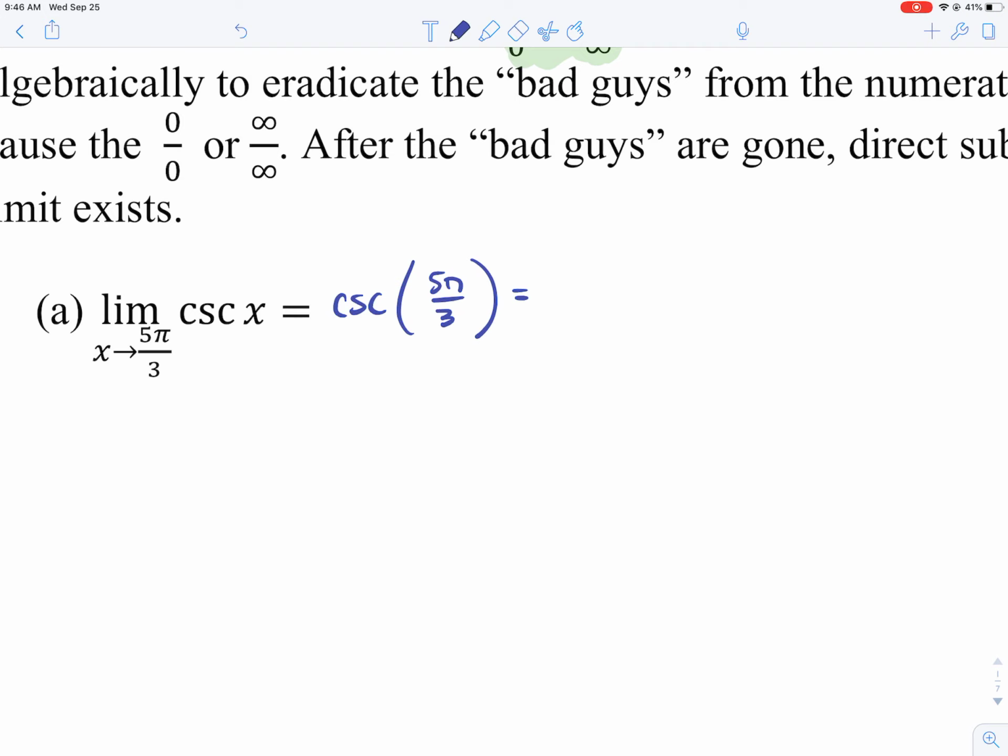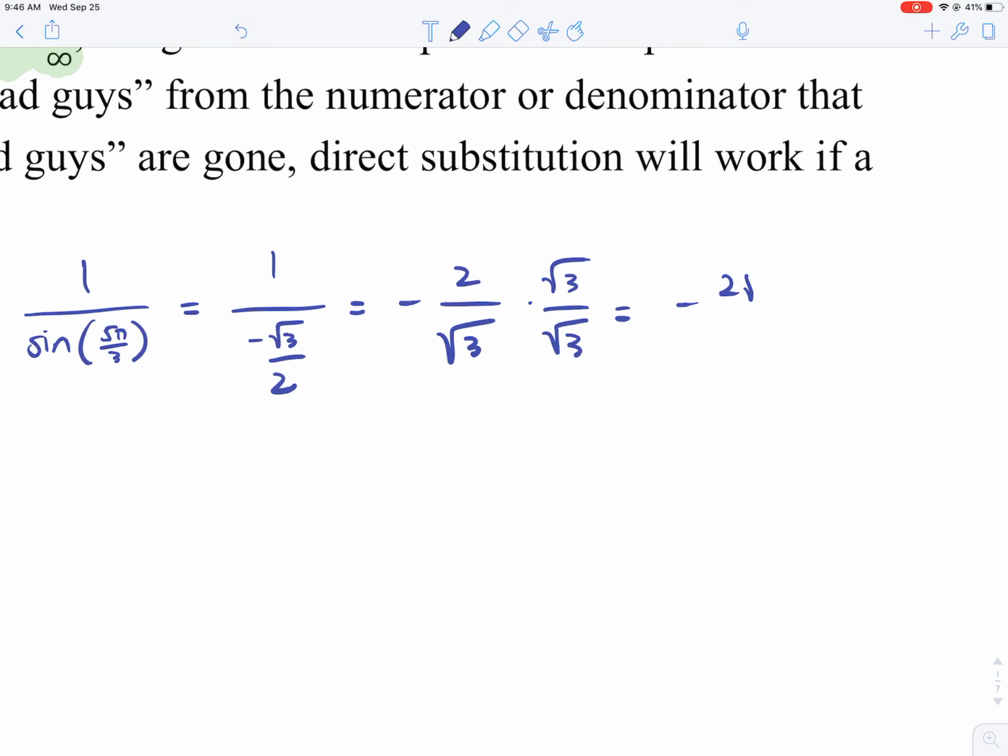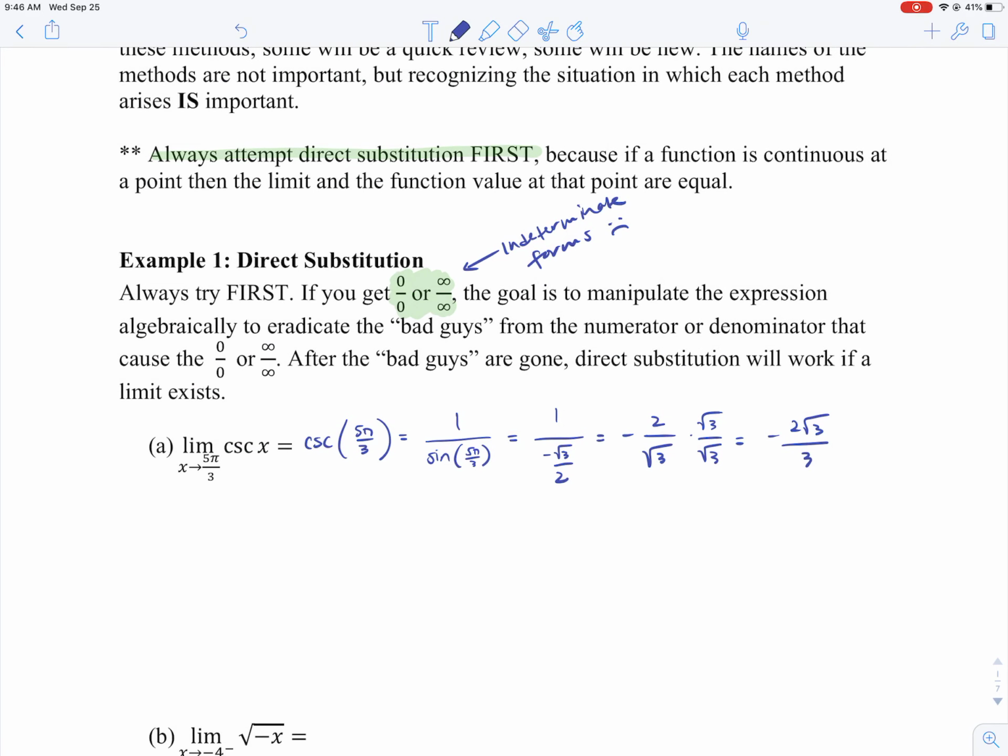Okay, so using direct substitution, if we just evaluate cosecant at 5 pi over 3, remember, cosecant is the reciprocal of sine, so this is equal to 1 over sine of 5 pi over 3. And sine of 5 pi over 3 will be negative root 3 over 2. So that's 1 over negative root 3 over 2, and when we simplify that, that's just negative 2 over root 3. If you rationalize the denominator by multiplying by root 3 over root 3, you would end up with negative 2 root 3 over 3. Okay, so we were able to just use direct substitution there.